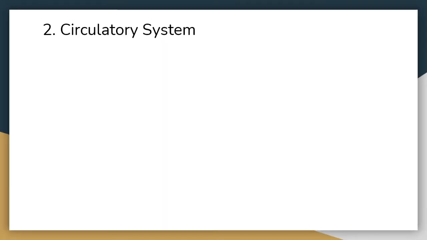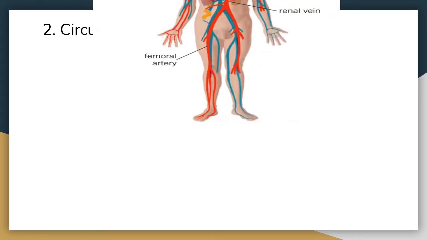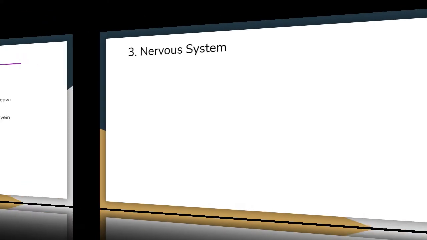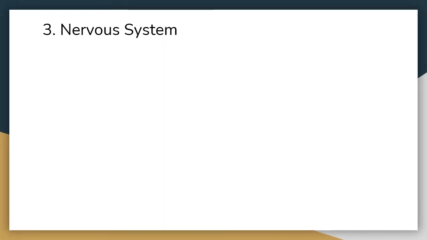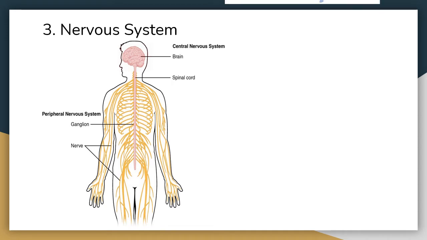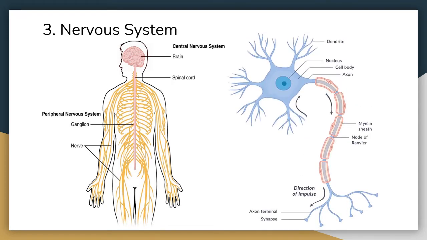Next is the circulatory system. What are those major structures under circulatory system? Basically, it's the blood vessels and the heart. Okay, so the heart and the blood vessels and the rest, those are the parts of the circulatory system. Next is the nervous system. What are those major structures under nervous system? Normally, those are the brain, spinal cord, nerves, and the sense organs.